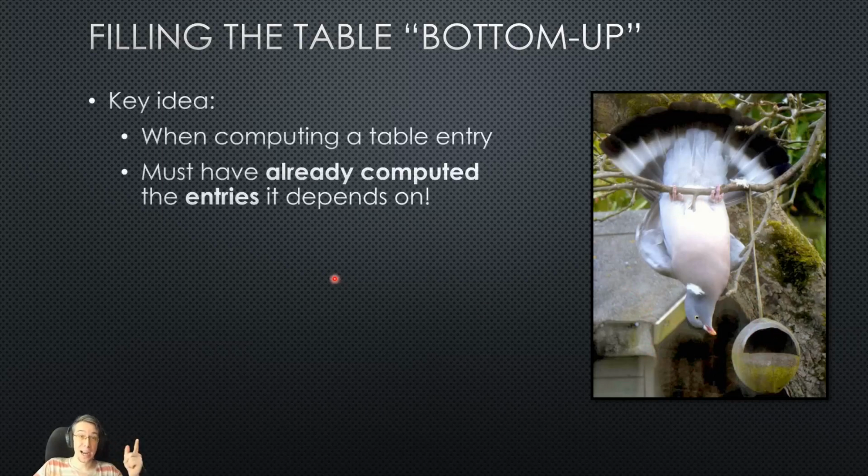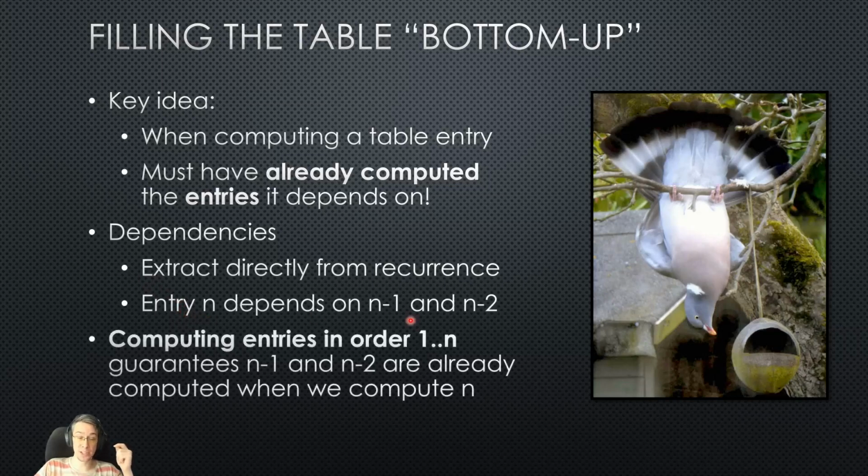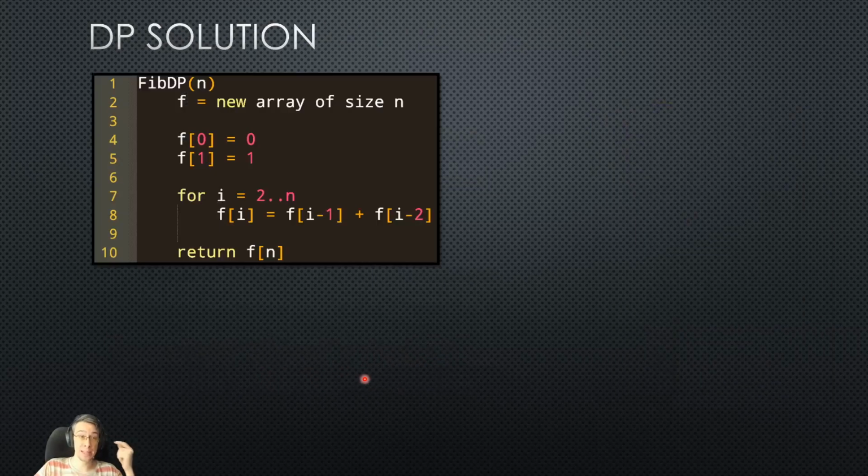Okay, so the key idea when you're filling the table bottom up is whenever you're computing a table entry, you have to have already computed the entries that it depends on. So we have to think about dependencies for our computation. Usually you can extract your dependencies directly from the recurrence. In our case, entry n depends on n-1 and n-2. So if we compute the entries to our table in the order 1 up to n, that guarantees that n-1 and n-2 are already computed when we compute n.